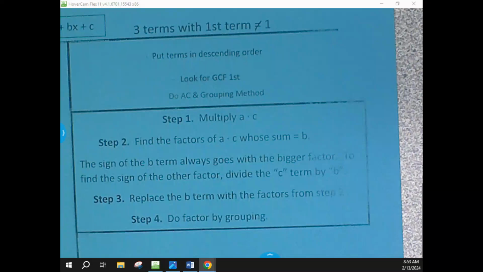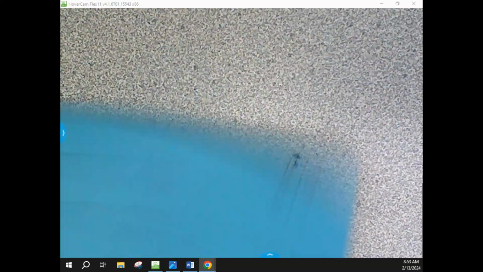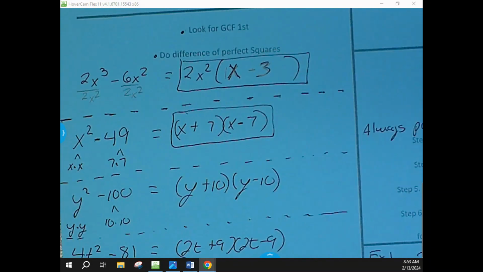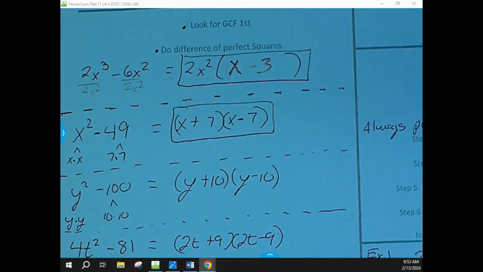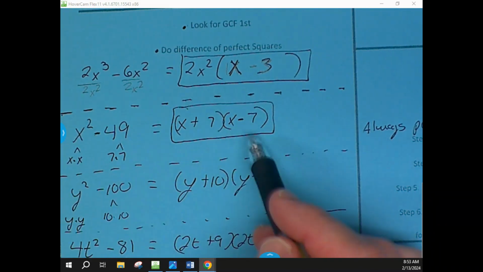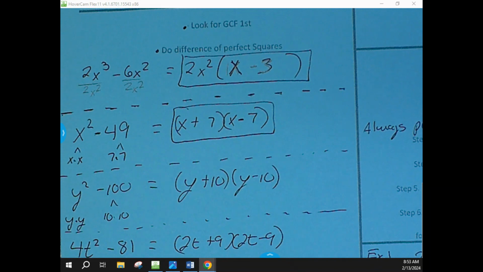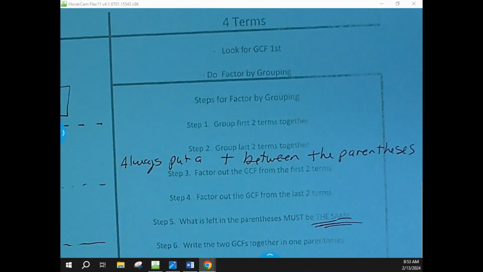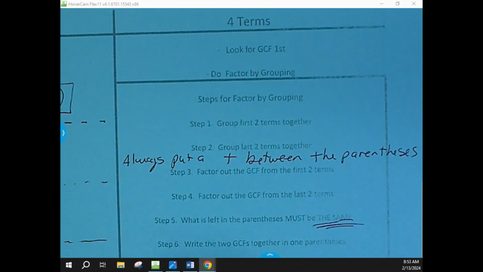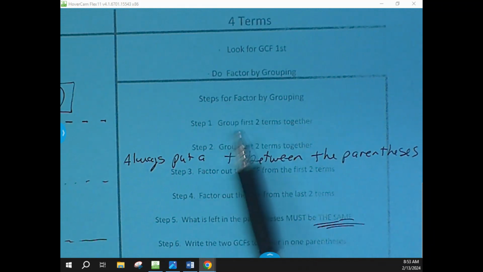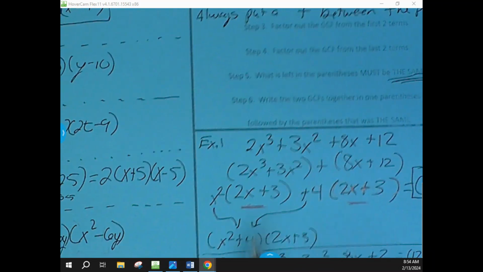Okay, so for this one, yesterday we were doing 2 and 4 terms. 2 terms was all pretty specific: it's either greatest common factor or it's the difference of perfect squares. 4 terms, all factor by grouping, just grouping the first 2 terms together, the last 2 terms together, and then after that, it's all just GCF for everything, as we're going through the parts of that one.